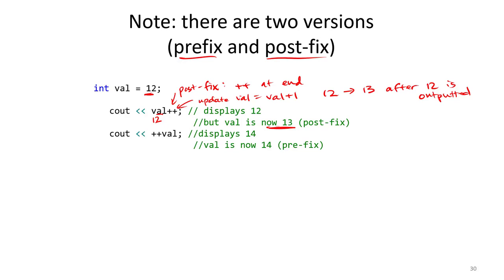13. So if I say plus plus val, notice what happens here is the plus 1 happens before we output val. So in this case, the output will be 14 because first we add 1 to 13, then we display it on the screen. So notice that the location of the plus plus influences when that plus plus happens because the statement happens from left to right.